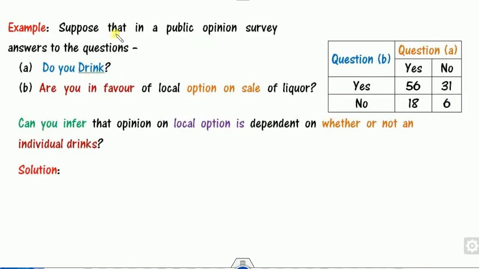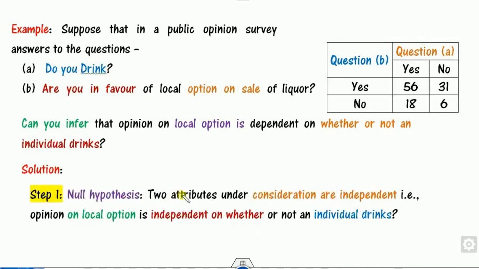Look at the second example. Here there is public opinion about two questions. These two questions are my attributes. My null hypothesis is that these attributes are independent of each other. Question one is, do you drink? The second question is about favoring the local opinion. So the two attributes are independent. Question B, the local opinion, is independent of question A, that is, do you drink, whether or not the individual drinks.